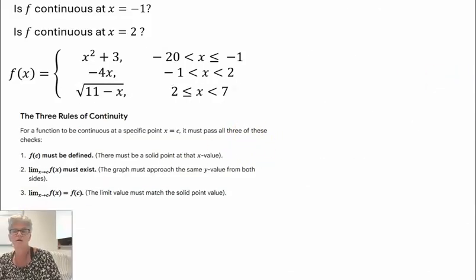Okay. All right, so I hope that helped you some if you had, say, a piecewise function and you were asked questions about continuity like this.